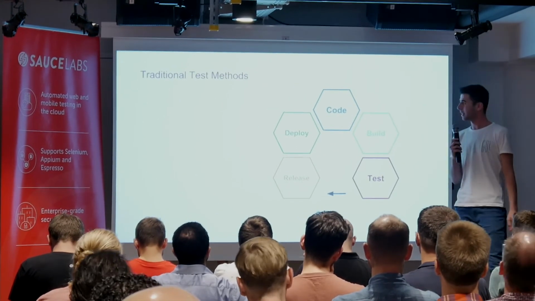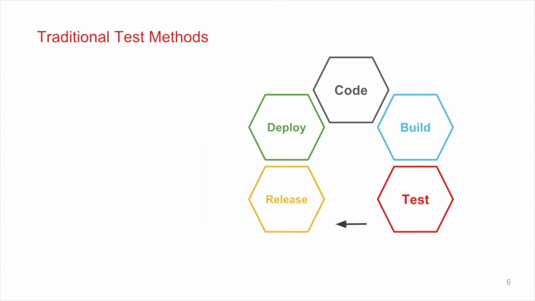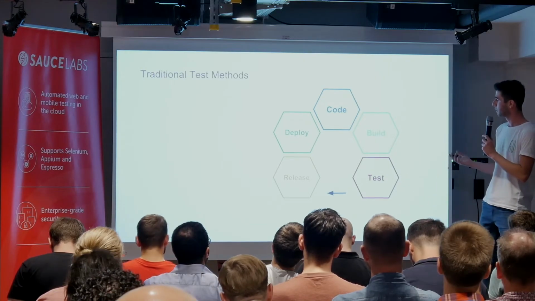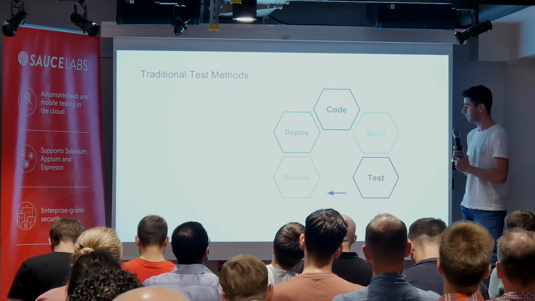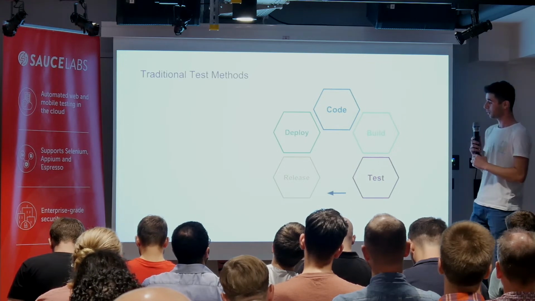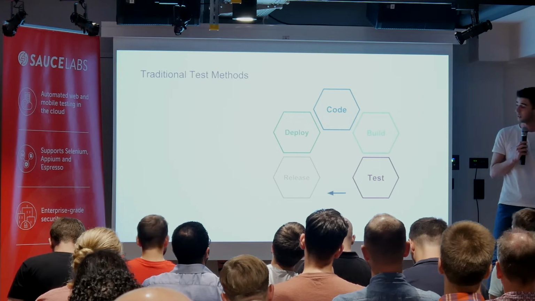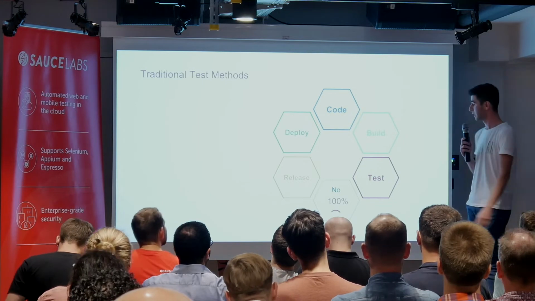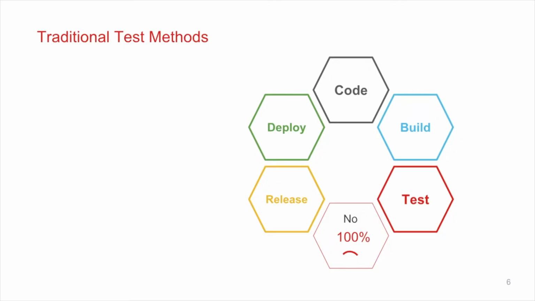But someone might say, okay, there are some traditional test methods. Why don't those methods work for us? For example, a lot of people code something, then build it, then run their tests, make a new release, deploy it, and that's it. This is a common CI scenario, but it doesn't work for us because we need to test against real devices. So we don't have 100% success rates for our tests. And this is the biggest challenge we have.